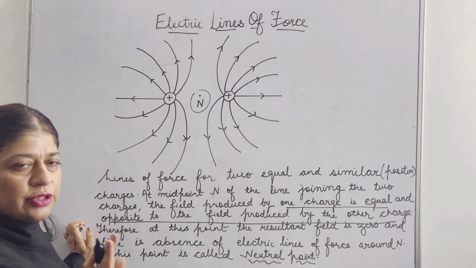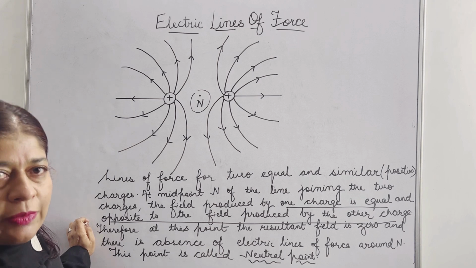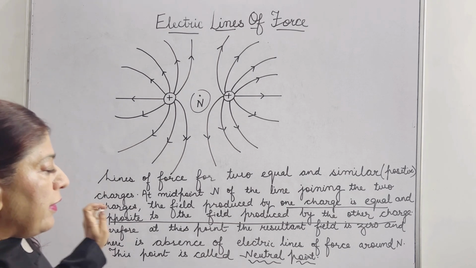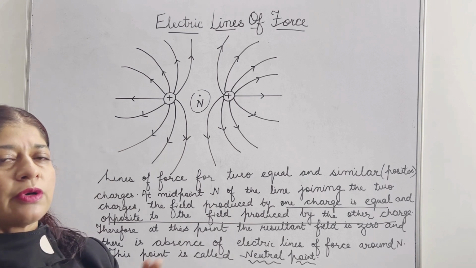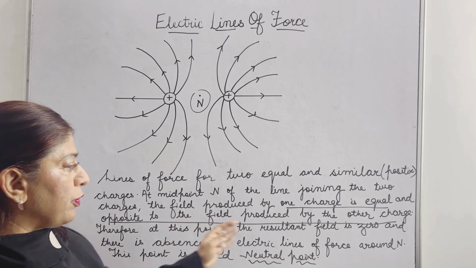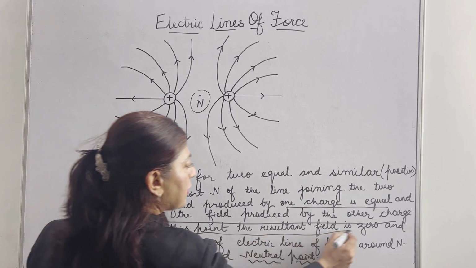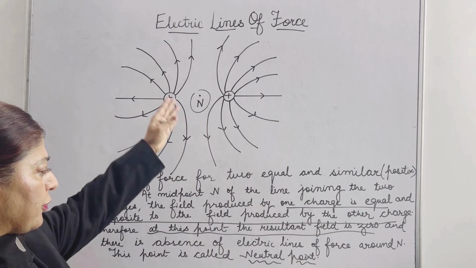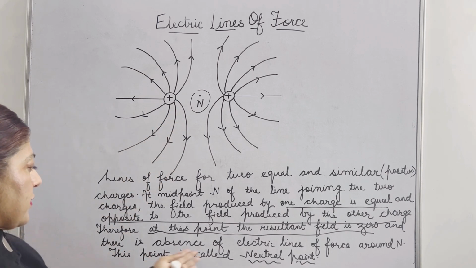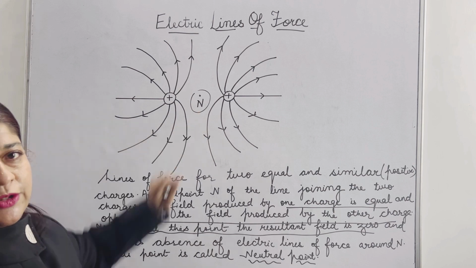You will meet this type of condition many times in derivations and numericals: whenever electric fields are equal in magnitude and opposite in direction, they produce a resultant of zero. Therefore at this point the resultant field is zero and there are no electric lines of force. Because of that absence, this point N is called the neutral point.